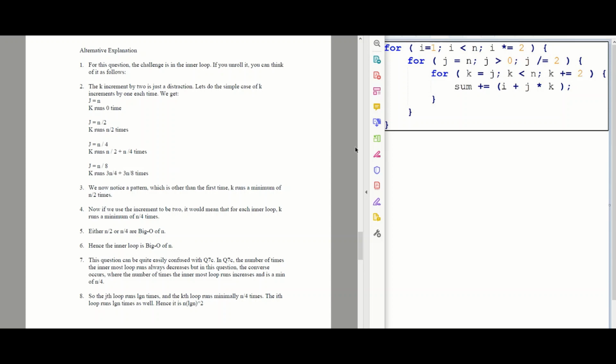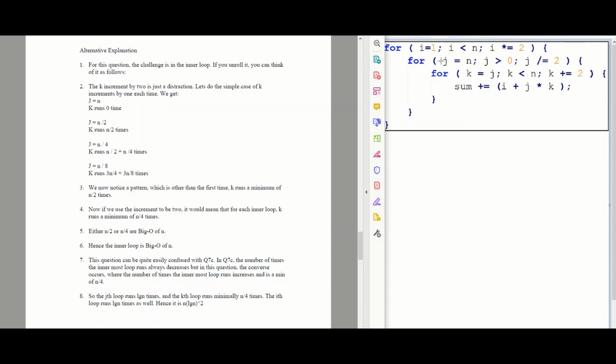So in 7c, the number we got was log n for both the second and the third loop, but in this case the 2 loops are calculated separately. Why? Because for every single time j runs, k runs for n by 4 times minimally. Every single time this runs, this will run for n by 4 times. So if this runs for 2 times, it will run for 2 times n by 4 times. 3 times, it will be 3 times n by 4 times.